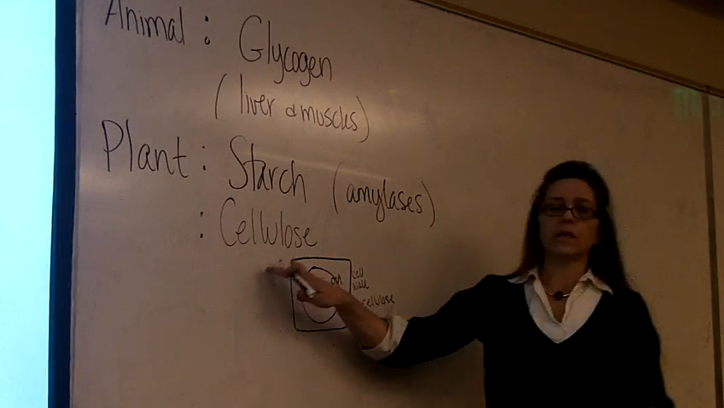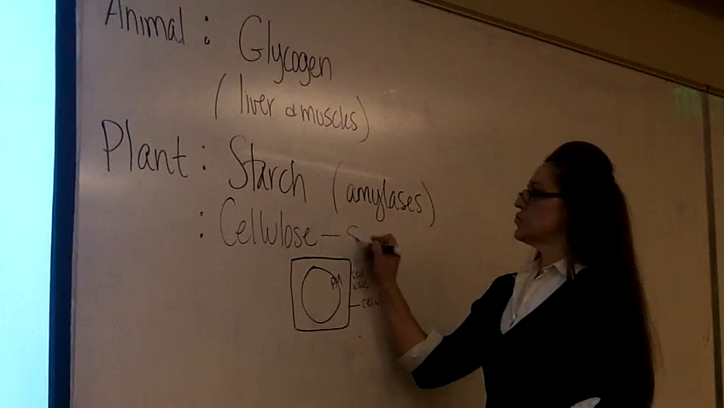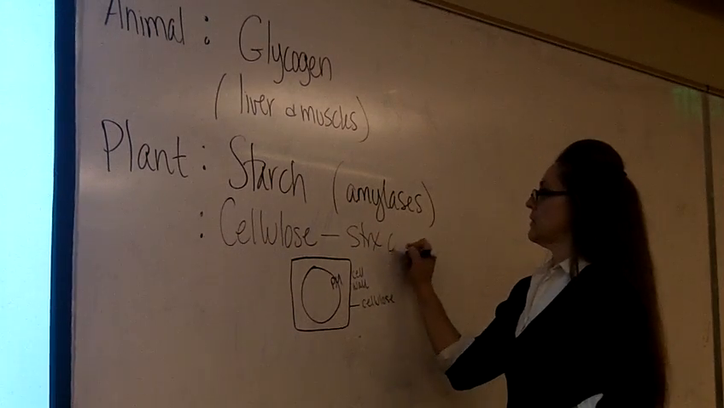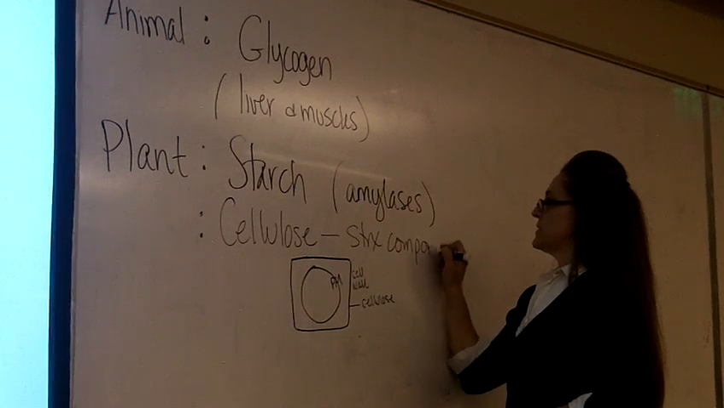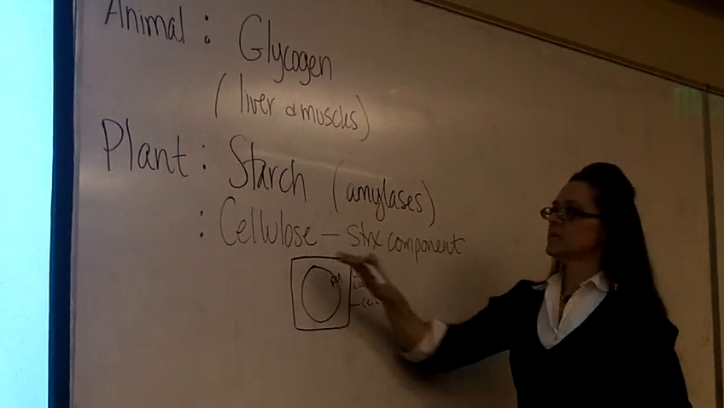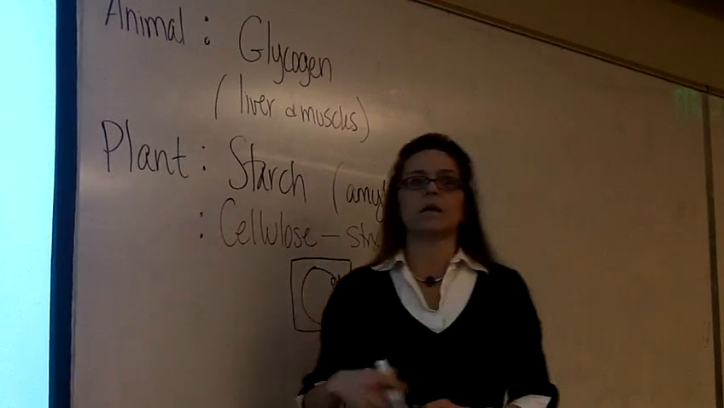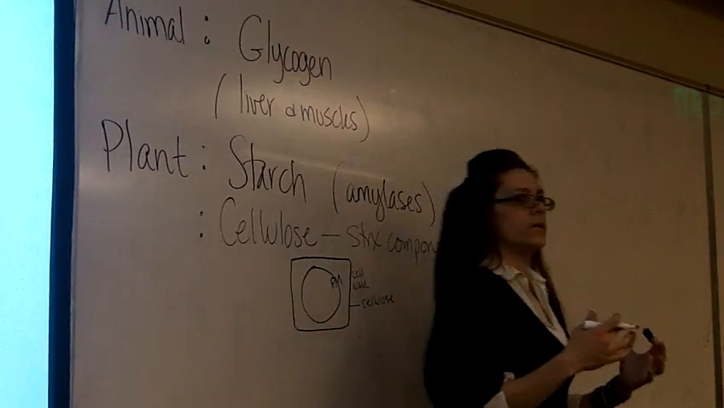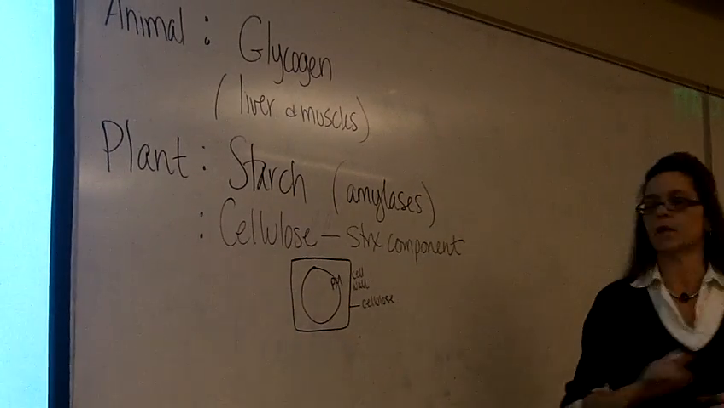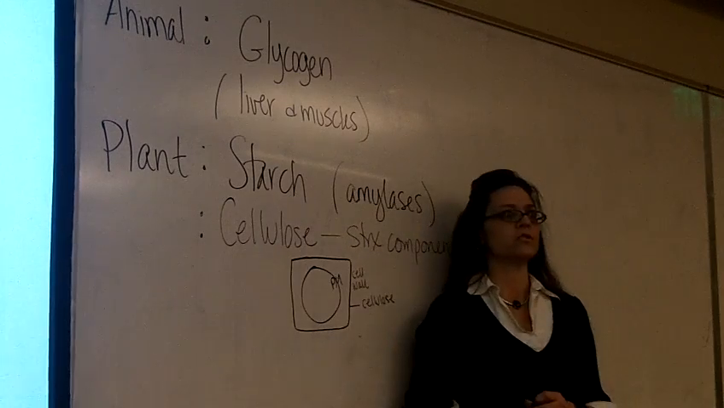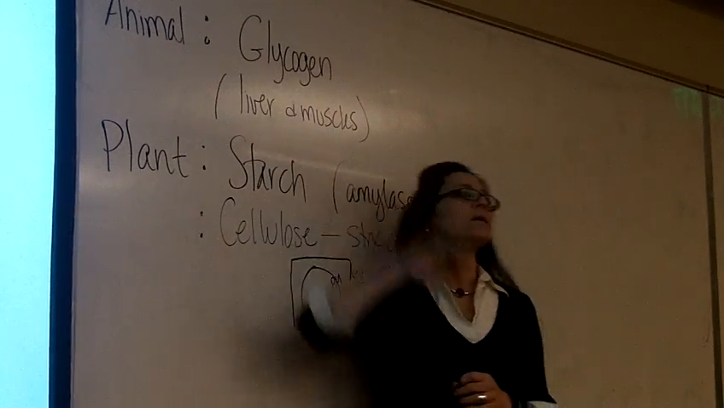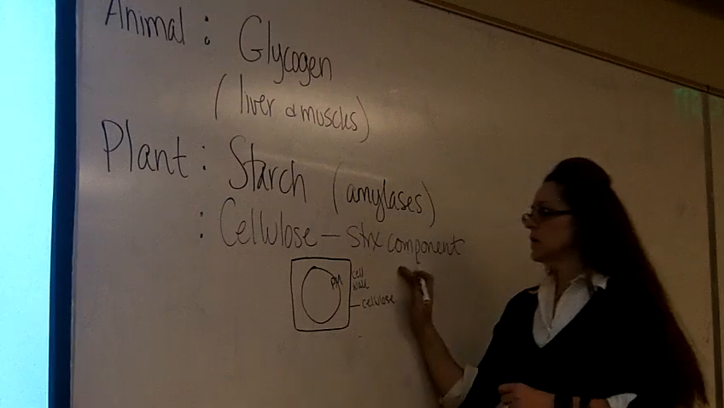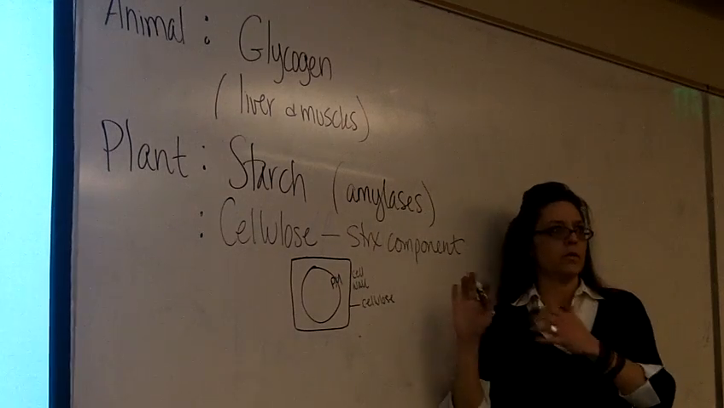cellulose. So here, cellulose is a structural component of plant cells. They don't take that cellulose, break it down, get glucose, and use it for energy. If they need glucose for energy, they'll break down their starch, just like we will break down our glycogen. Cellulose is a structural component.